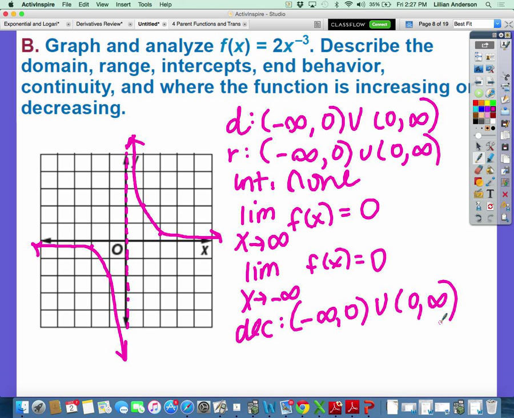Because there's still that discontinuity there. So you want to break that up.